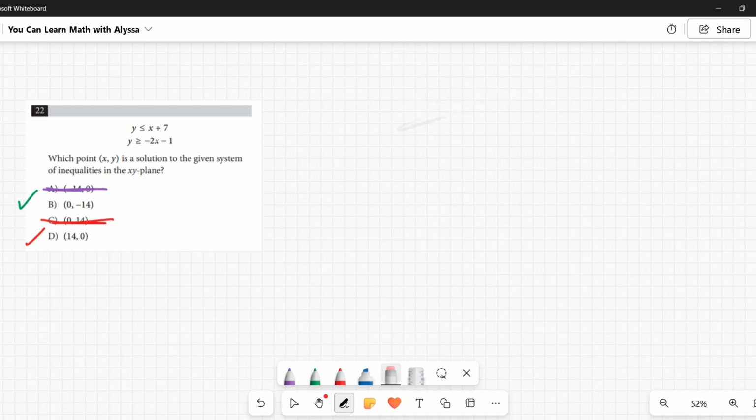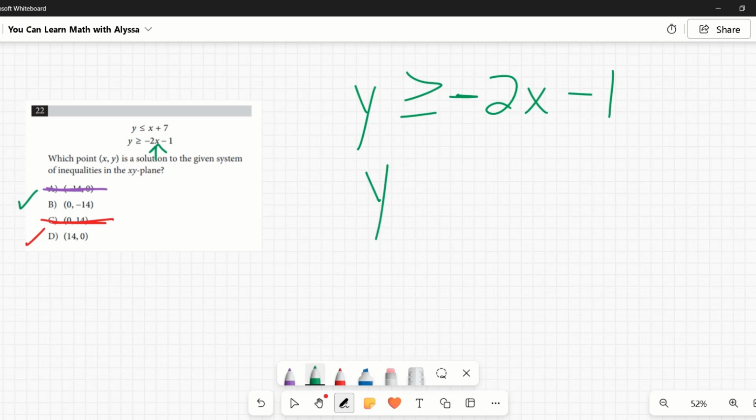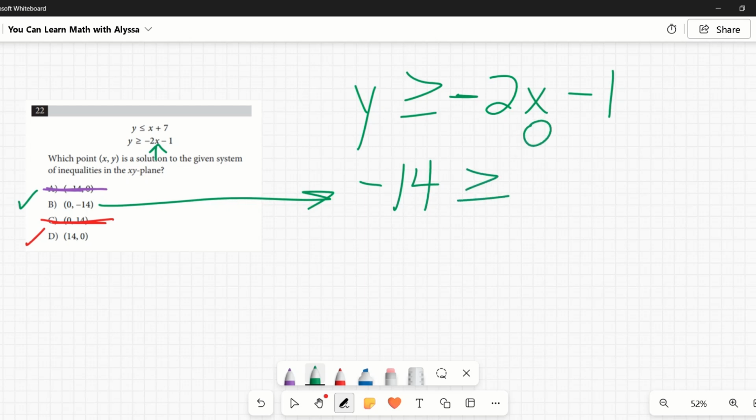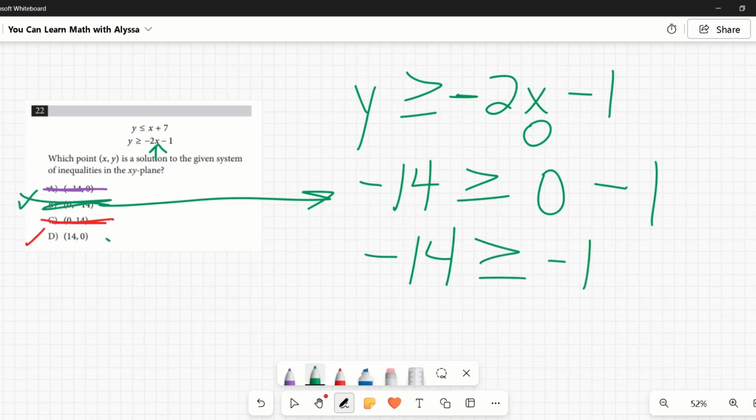Now we just have 2 options. And we have that y is greater than or equal to negative 2x minus 1. We can plug in either of these 2 options. It doesn't matter. I'm going to pick the one that puts in a 0 for x to get rid of that negative 2. Why not? Because if this does work, then I know B is my answer. If it doesn't work, I know D is my answer. I'm plugging in the point for B, where y is negative 14, and negative 2 times 0, which is just 0, minus 1. Is negative 14 greater than or equal to negative 1? No, it is not. That would make my answer D.